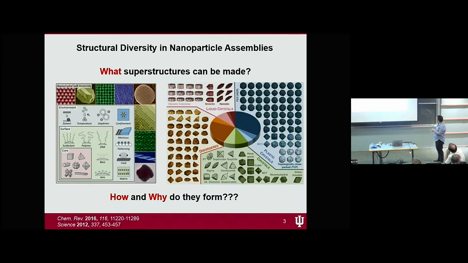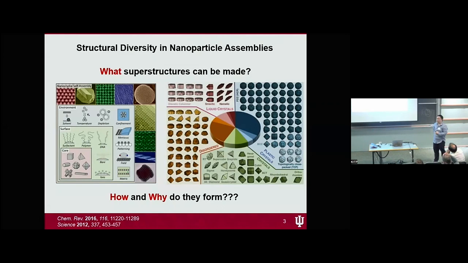And we also collaborate with theory and computation groups. In this case, I highlight one of the pioneering works from Sharon's group about a decade ago, where they showed this diversity of superstructures formed by distinctly shaped nanocrystals. And I hope I'll convince you later that when you start adding interactions to these hard particles, the structural diversity and complexity can increase significantly for any given shape.